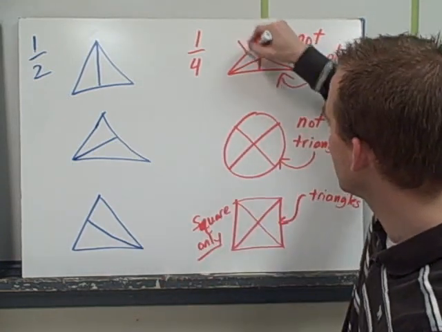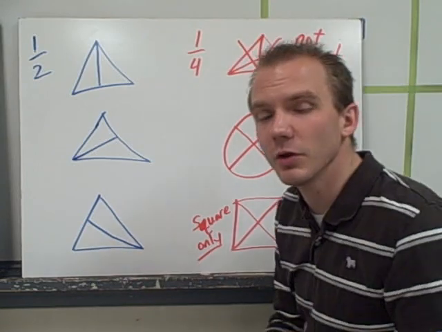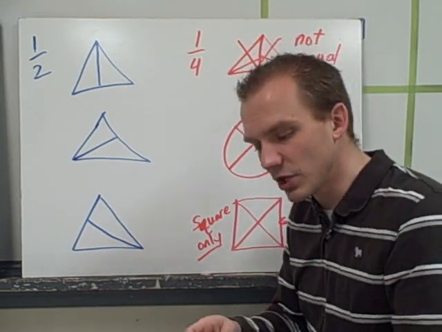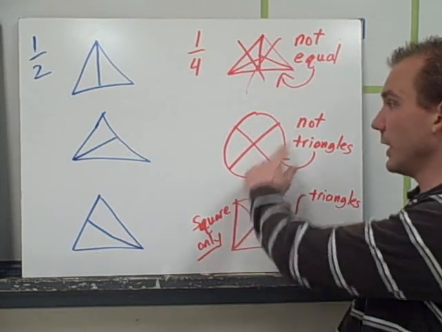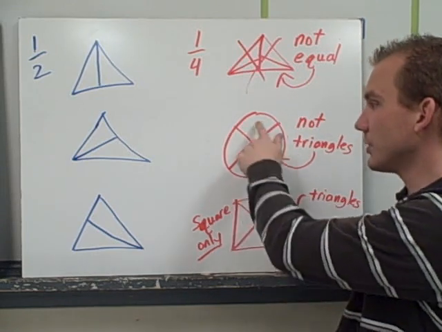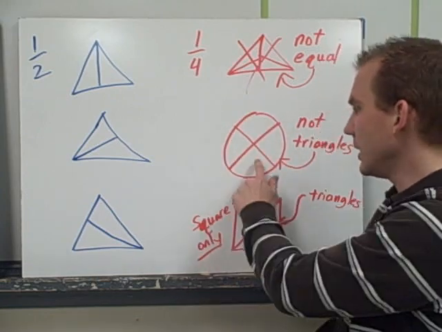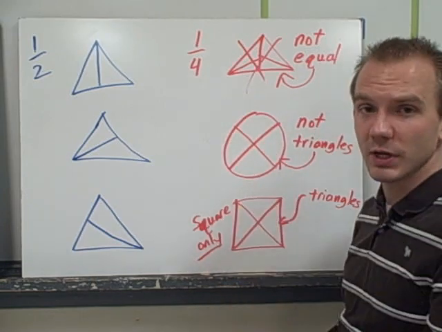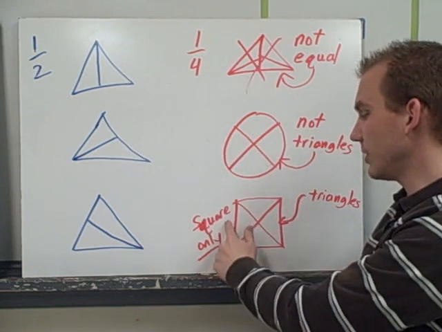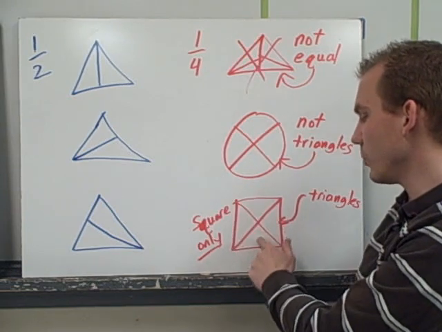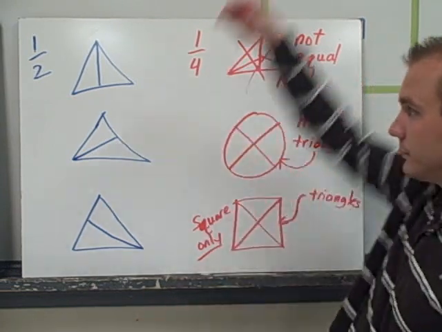So it's important that you're careful to make sure all of your parts are equal with each shape you're splitting up. A circle, I can do fourths, but remember these are not triangles, so don't think that they are. Whenever you split a circle up into fourths or fifths or whatever, you don't have triangles here. But if I do the square, I do get 4 equal triangles.